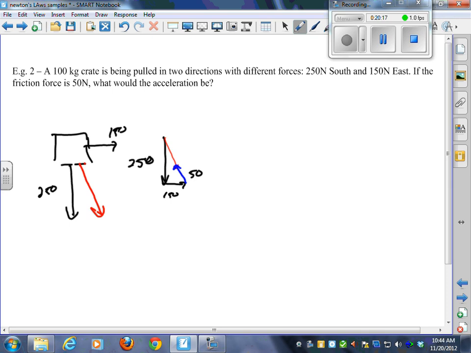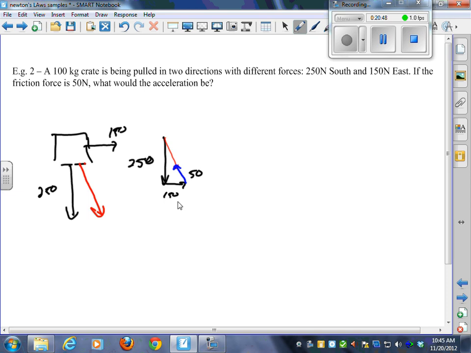Now, can I just go 250 plus 150? That's 400 minus 50, 350. Would sure be nice and easy. Wait, can I just go 250 plus 150 is 400 minus 50, 350? No. How come? No, I can't. No, you gotta go a squared plus b squared. Exactly, because the 250 and the 150 are in different directions. I have to add the direction as well. They are vectors.